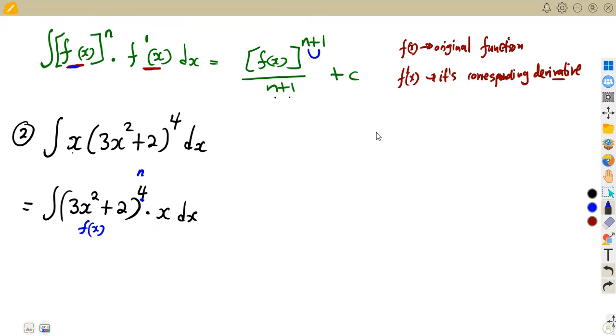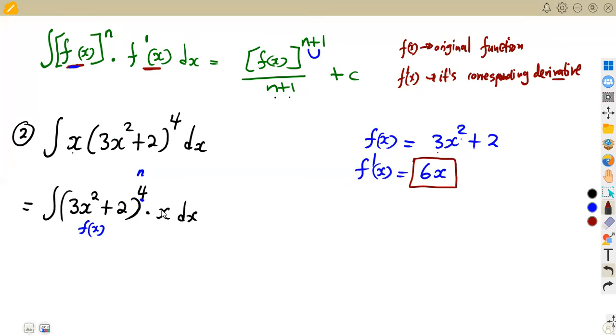Okay, let's take it down. Our f of x is equal to 3x squared plus 2. Its derivative is supposed to be what? It is 3 times 2, which is 6x, then the derivative of 2 is 0. This was supposed to be the derivative of this f of x, but here we are not having 6x. We are not having the part that is given here. Our part here is x, but we are supposed to have 6x.